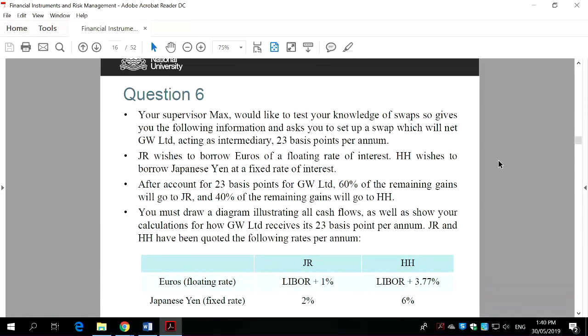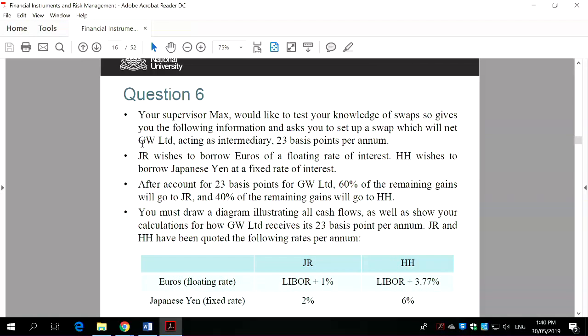Okay, so this question is taken from the 2012 final exam. The question says, you work for a company and your supervisor Max would like to test your knowledge of swaps. So given the following information, you are asked to set up a swap which would net the company GW, which is acting as the intermediary, 23 basis points per annum.